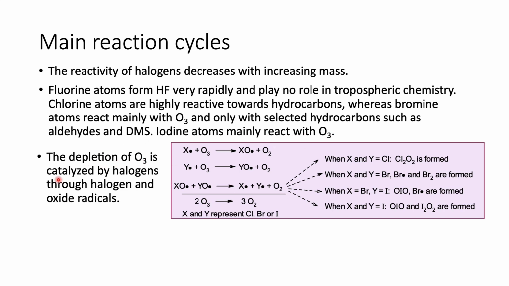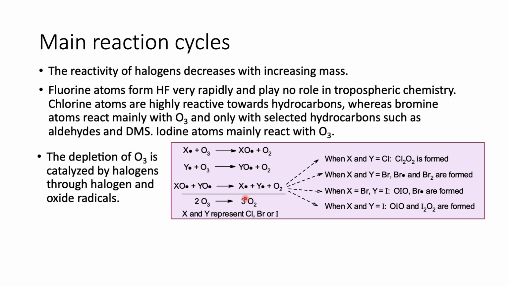The depletion of ozone is catalyzed by halogens through the halogen and oxide radicals. So here is the first reaction which is given. X· (the halogen radical) reacts with ozone to give XO· and oxygen. Y· also reacts with ozone to give YO· and oxygen. When combining these two reactions, what we get is basically XO· plus YO· giving X· and Y· and oxygen. So the overall reaction will be 2 ozone molecules getting converted to 3 oxygen molecules.